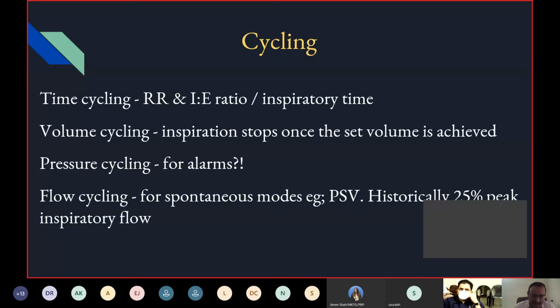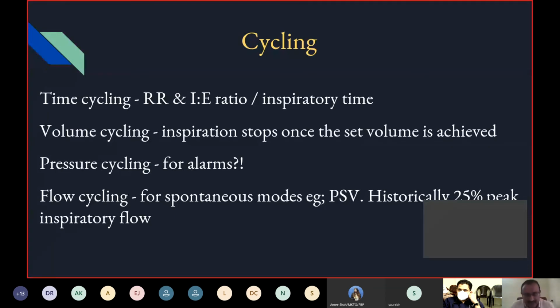Flow cycling is for spontaneous modes. So it's for the patient to know when to cycle to expiration. Historically, it is 25% of the peak inspiratory flow. During inspiration, there is a peak inspiratory flow, and then you slow down. When it reaches around 25%, the machine takes that as the expiratory phase, and then it does things accordingly.